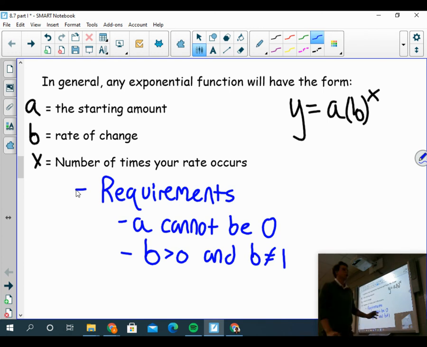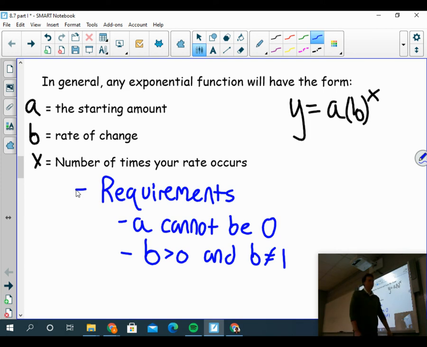You will see algebraic equations and expressions where b is in fact a negative number. It is not bigger than 0. But they are not considered exponential functions, and they are not considered exponential equations. Their graphs will not produce the curve that we have looked at in 8.7 part 1 when we graphed it. Okay, so b cannot be negative.